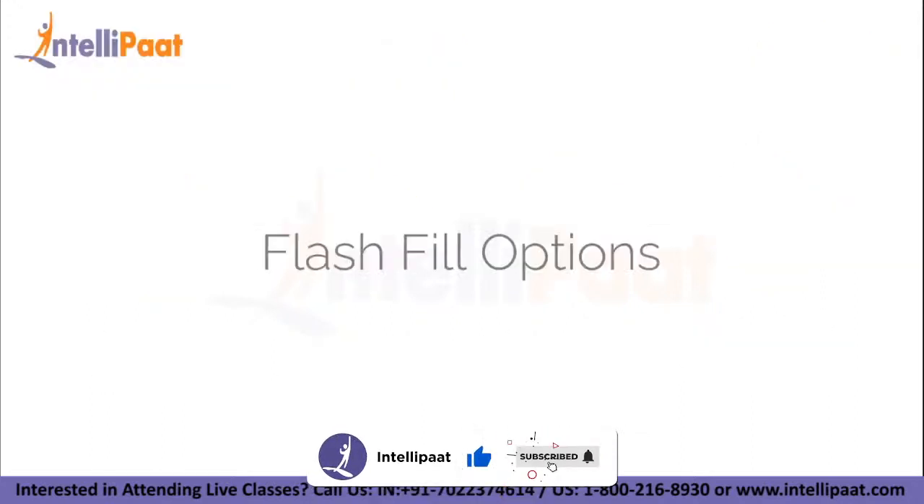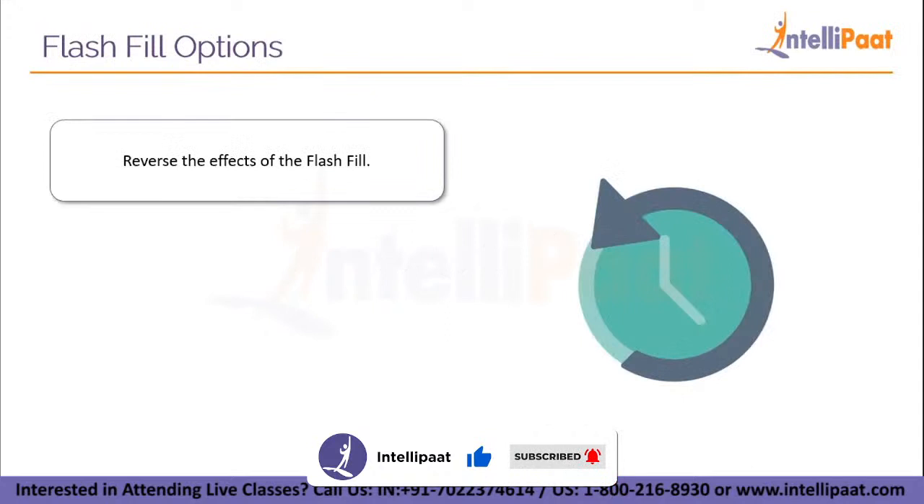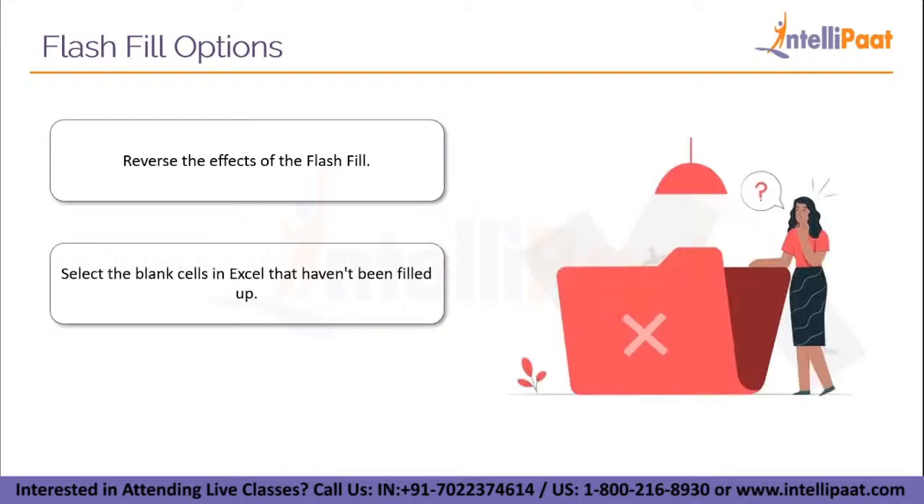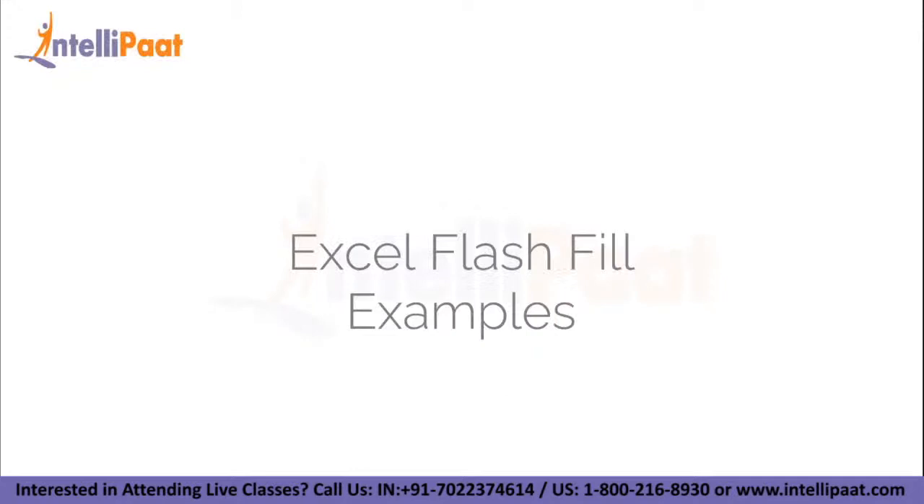Now let's look at flash fill options. The flash fill options button displays near the autofilled cells when using flash fill in Excel to automate data entry. This button activates a menu that allows you to accomplish the following. Reverse the effects of flash fill. Select the blank cells in Excel that haven't been filled up, and format all of the altered cells all at once. Now let's look at a few examples.